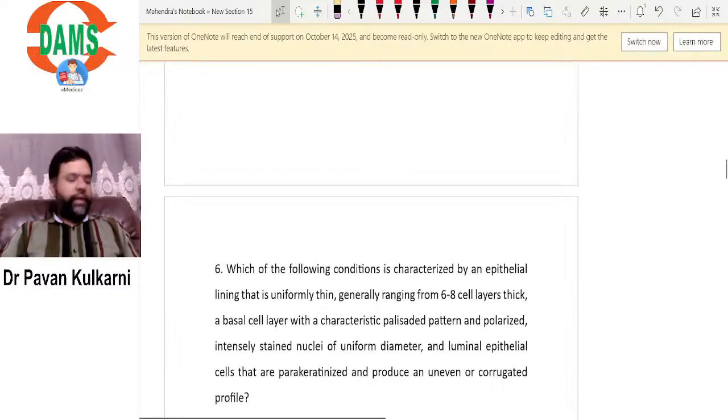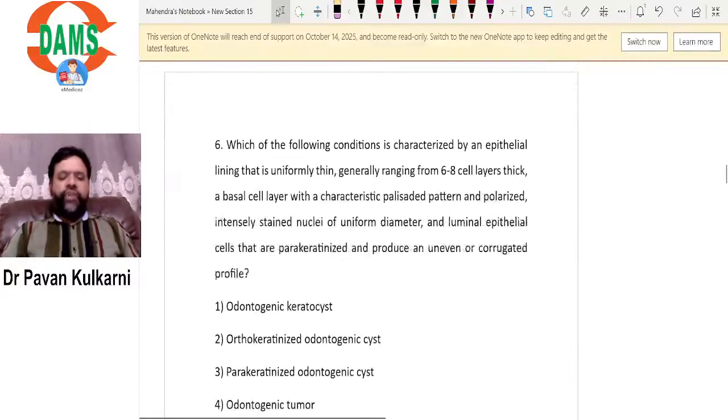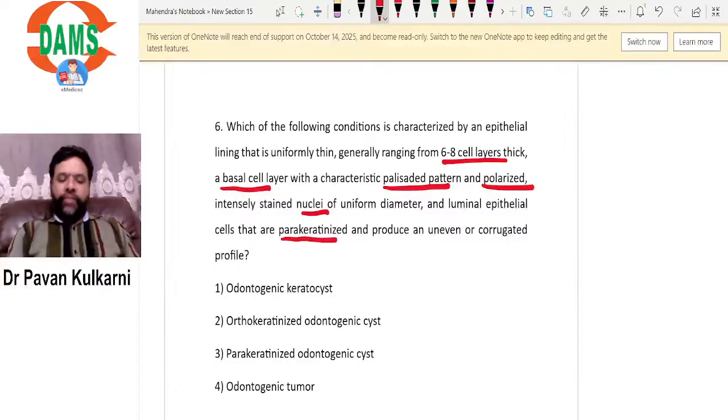Let us move to the next question. Which of the following conditions is characterized by an epithelial lining that is uniformly thin, ranging from 6 to 8 layers? So the first point is that the epithelial lining is 6 to 8 layers, with a basal layer with palisaded pattern, polarized nucleus, and a lumen which is parakeratinized, and that produces corrugation.